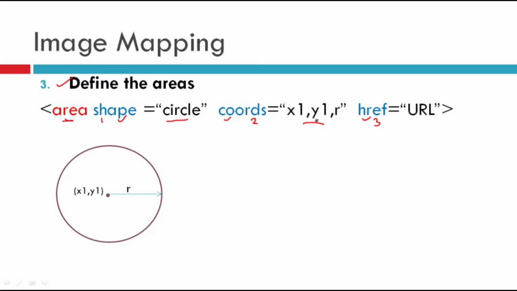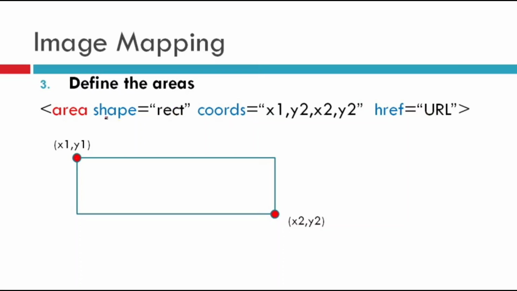Now let us see what these x1, y1 are. x1, y1 is going to be the center of the circle and r is going to be the radius. This radius will have the value in pixels, and href will have the value of the URL. This URL is going to be the website which this circle shape is going to point to. So whenever the user clicks on the area within the circle, the page of this website, or the web page which we write in the place of URL, will be opened.